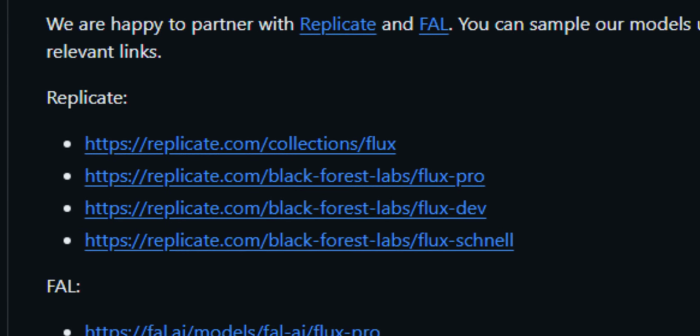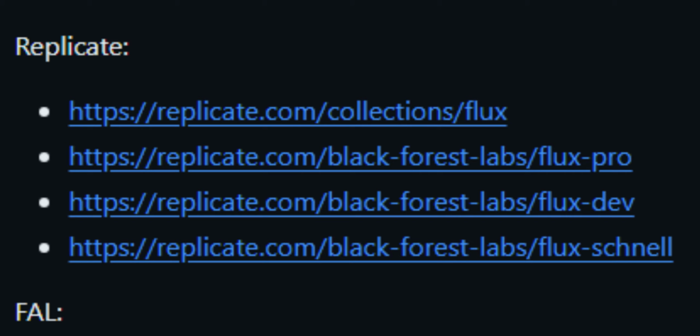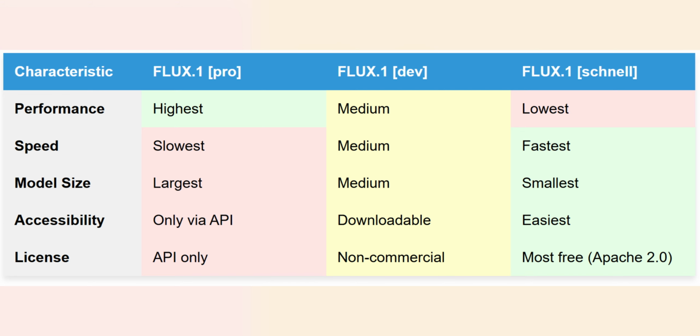Flux 1 offers 3 versions: Pro, Dev, and Schnell. The Pro model is the most powerful, available only through API, and ideal for high-quality commercial use. The Dev model is a downloadable, guidance-distilled version for non-commercial use, balancing speed and quality. The Schnell model is the fastest and lightest, with an Apache 2 license for free use, including commercial purposes. It's optimized for speed, but may have slightly lower image quality. The Pro version offers the best quality, Dev provides a good balance, and Schnell prioritizes speed and accessibility.